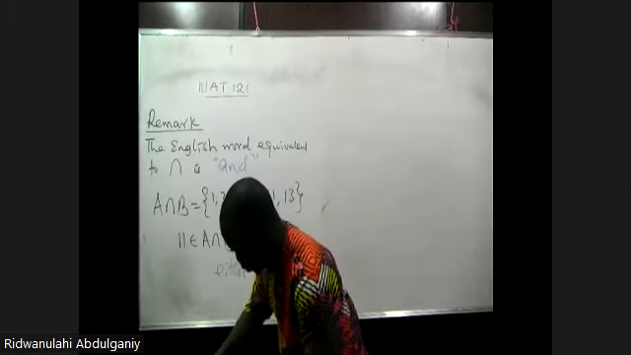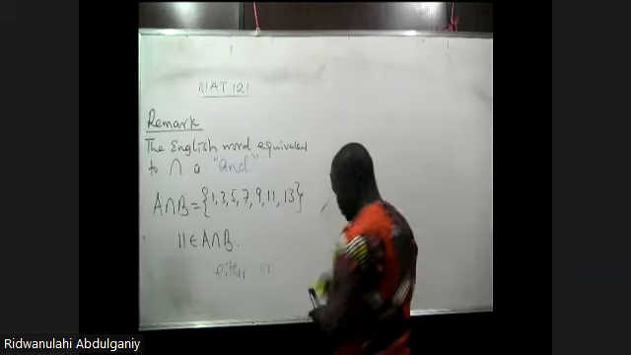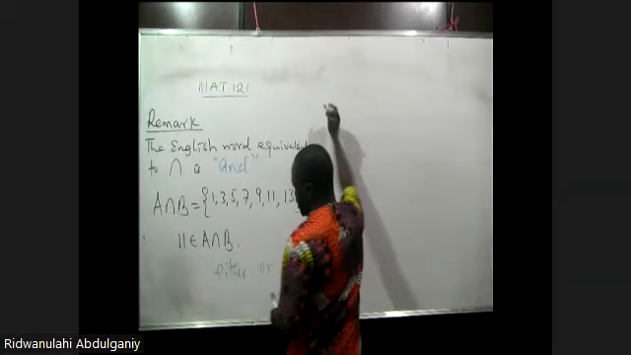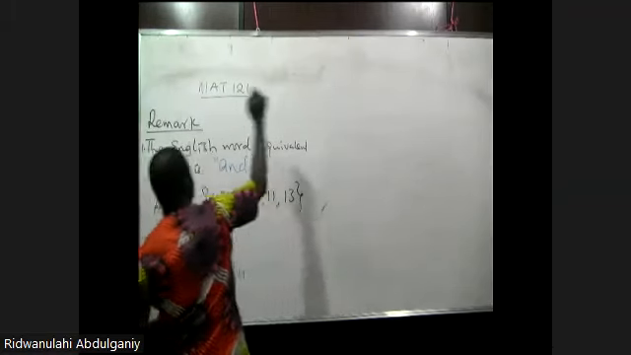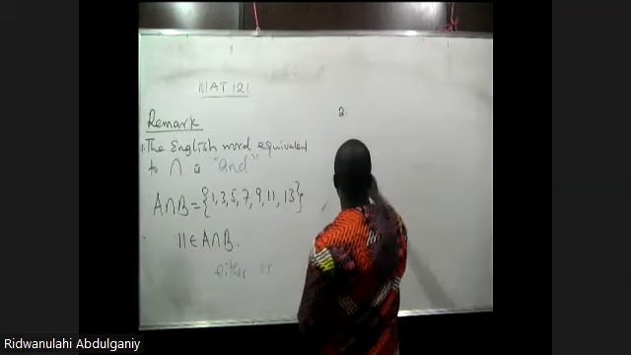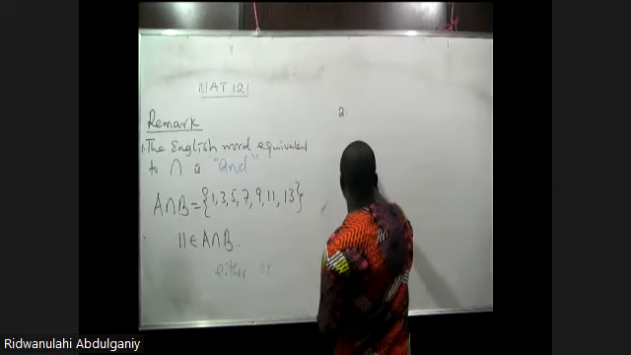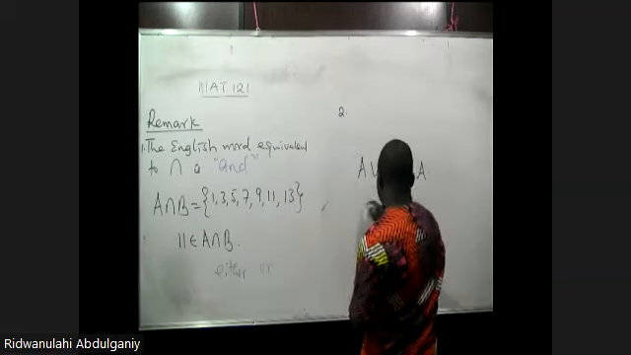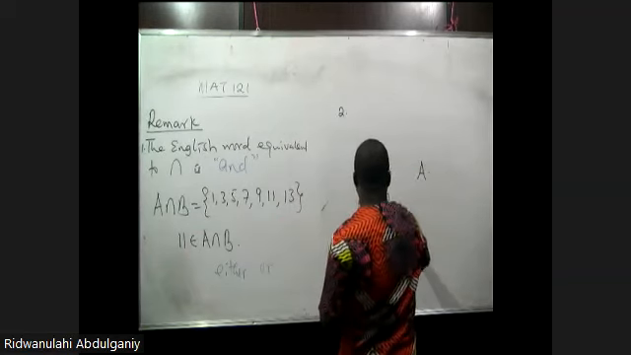intersection and union. Number one, general remark now. Okay, let me take this one as remark one. Remark two. What is the relationship between A union B and A? A union B and B.